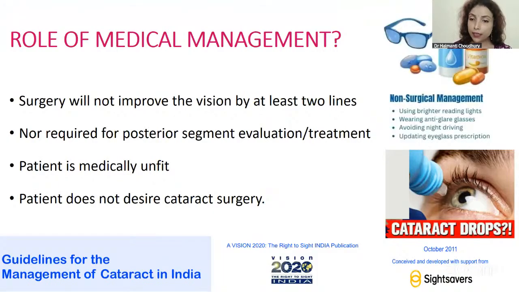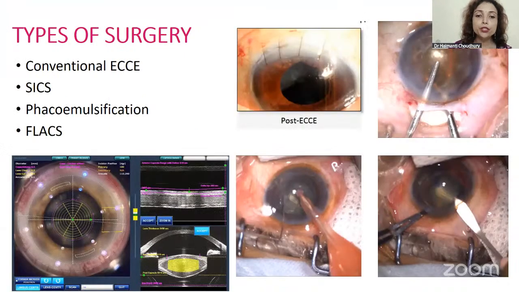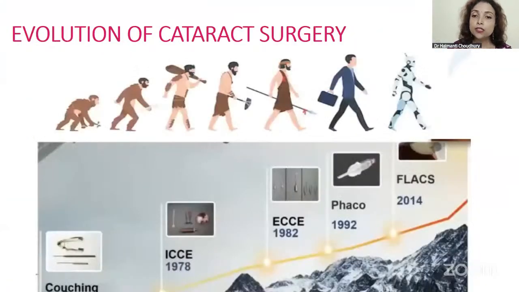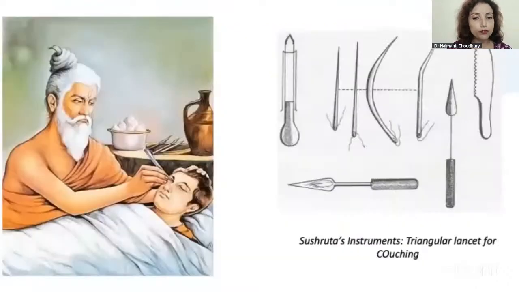Having said that, is there a role of medical management? I would say no. But when the patient is medically unfit and does not desire cataract surgery, you could give a refractive correction. So the types of surgery which have been in the history are the conventional ECCE, which was replaced by the SICS, and then the more popular phaco, and finally we are in the era of femto laser-assisted cataract surgery. So this evolution of cataract surgery has seen a sea change right from the time of couching and now the FLACS.